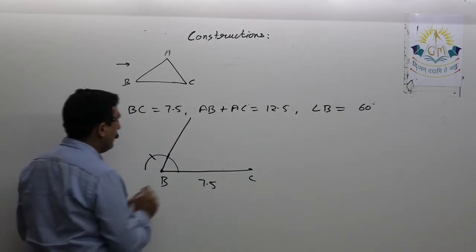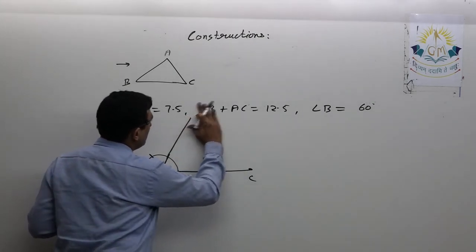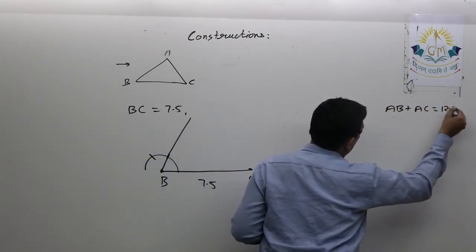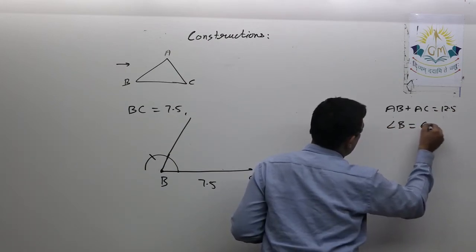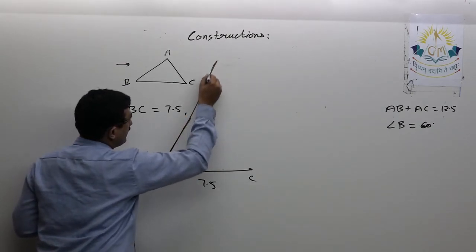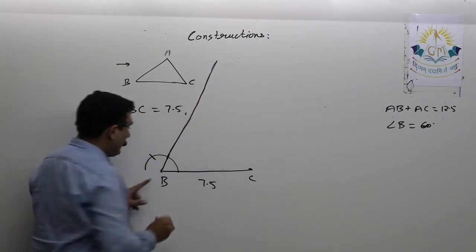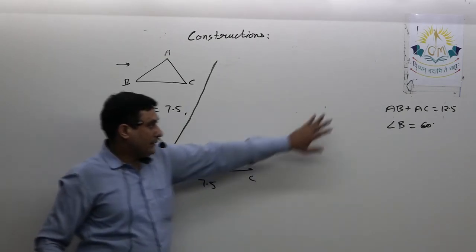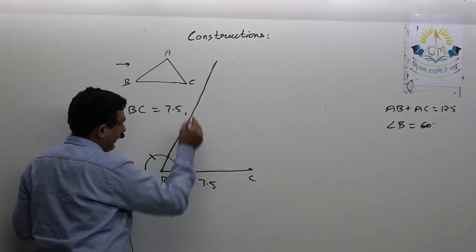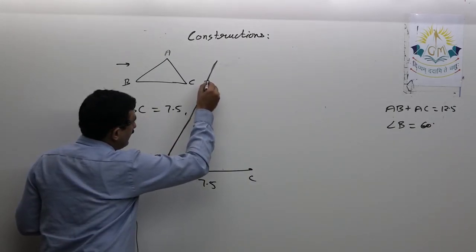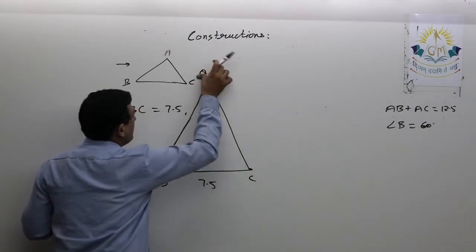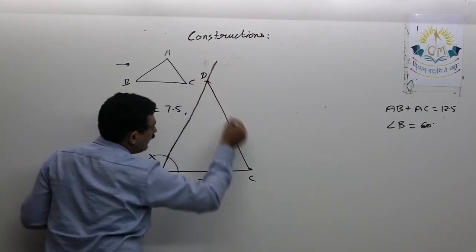Now next what you have to do, you have to take B as the center. Okay, here it is given AB plus AC is equal to 12.5, angle B equal to 60 degrees. Now next, definitely you will draw a ray in such a way. Okay, now by taking B as the center and this sum AB plus AC as 12.5, you have to draw an arc. Wherever it meets, let the point be D, join CD.